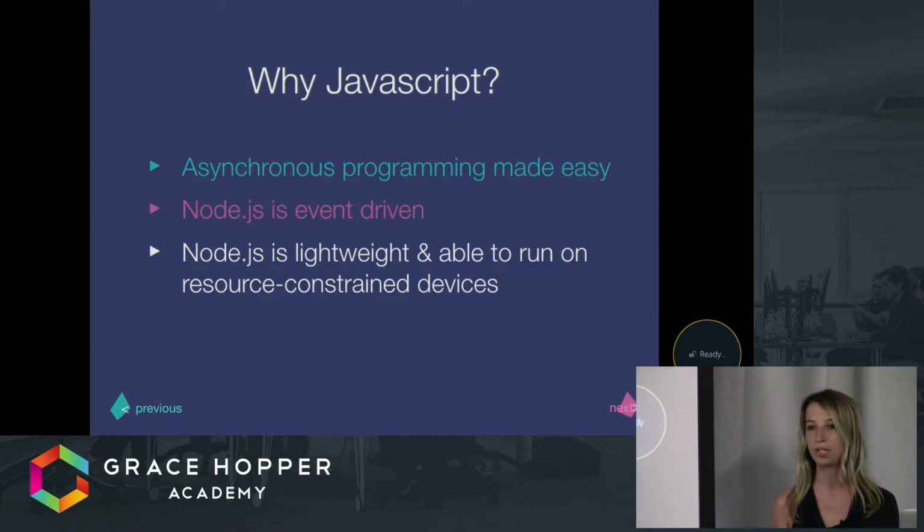Furthermore, Node is really lightweight. A lot of the criticism with JavaScript as a language for the Internet of Things is that it's a higher level language and therefore takes up much more memory. But in fact, Node.js is very lightweight and able to run on these resource-constrained, really small devices like the Tesla, for example.